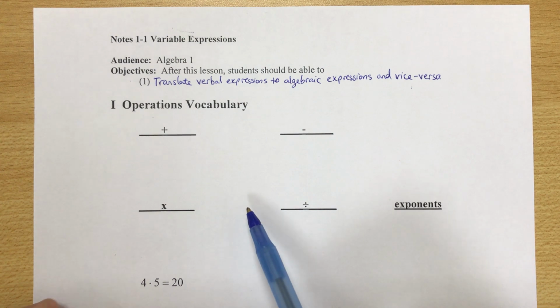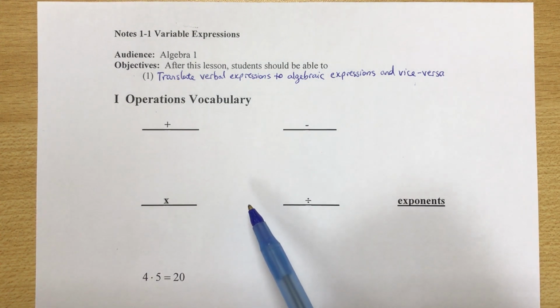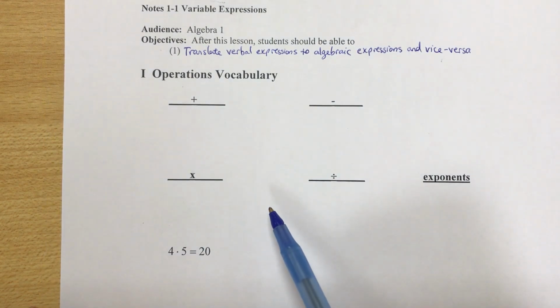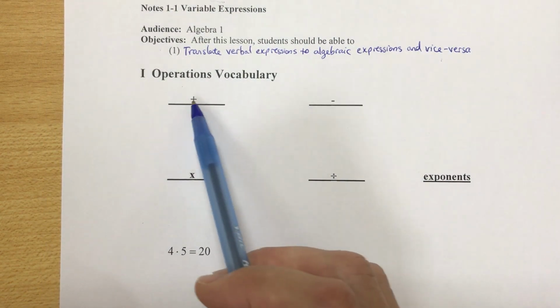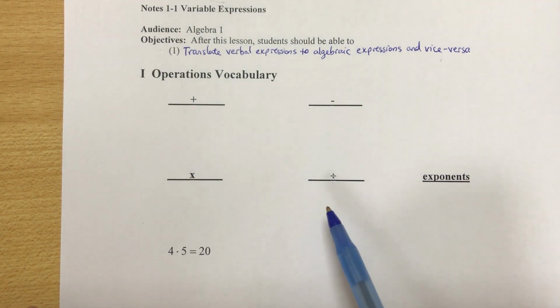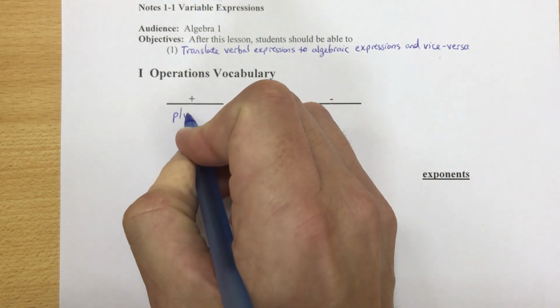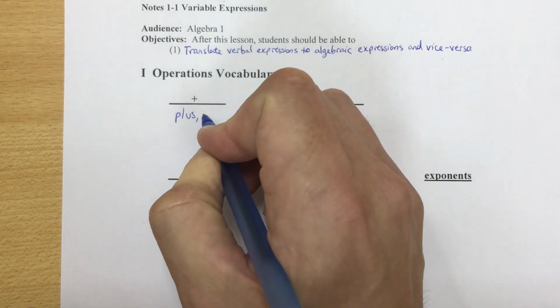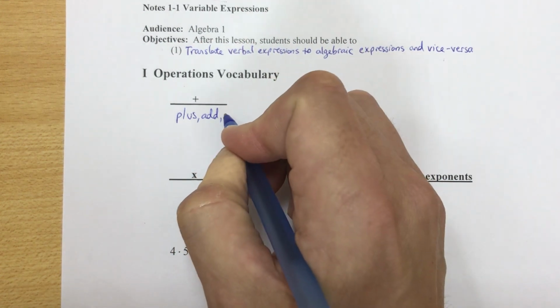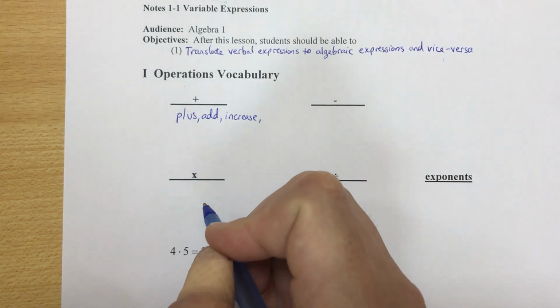A lot of what we're going to do today here is really just vocabulary, understanding what words represent mathematically, and just making sure that we can use them and we can translate them in the proper context. Okay, so what you see here are the symbols for plus, minus, times, divide, and let's write down words that represent plus. Okay, so first of all, you could say plus. You could say add. You could say increase. You could say more than.